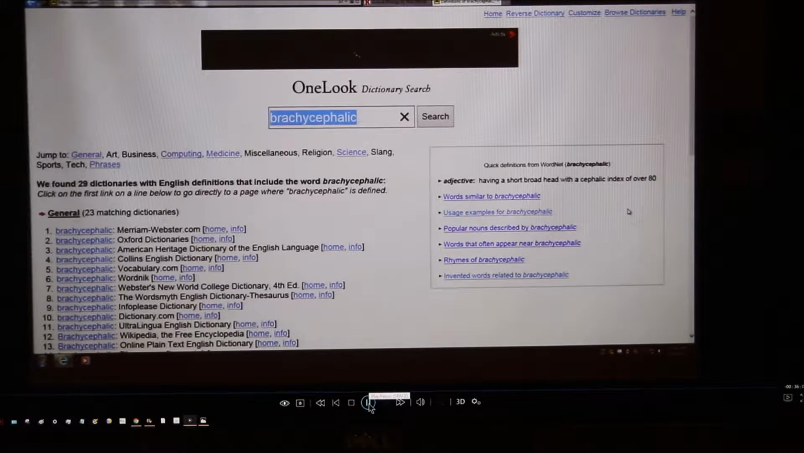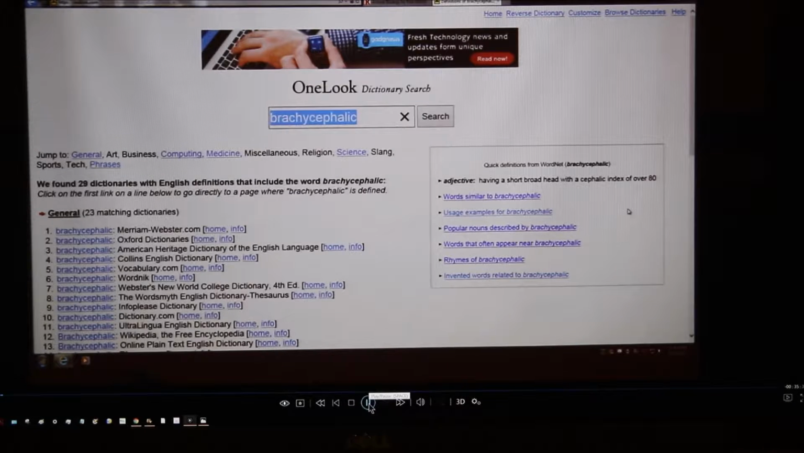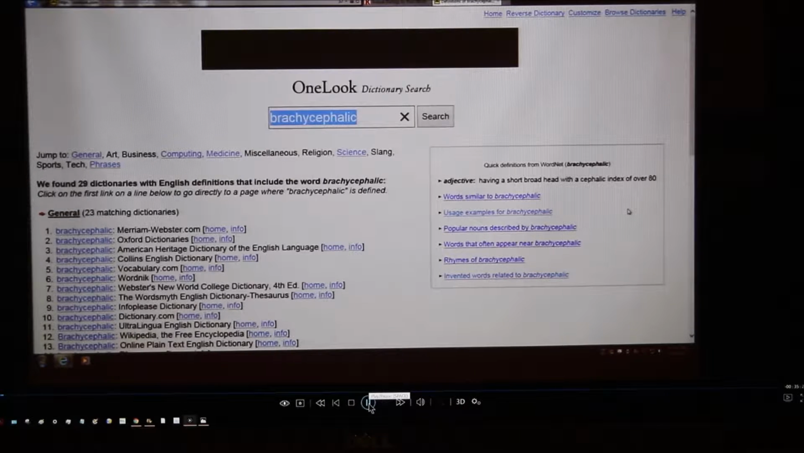Anyway, so I showed him how to type in brachycephalic on onelook.com. It's my favorite online dictionary. And so this is basically the name of the skull that the boxer has and other dogs that look like they ran into a brick wall, the shortened muzzle area. And then sometimes they breathe really noisily, let's put it that way. Bulldog is another example of this skull type.